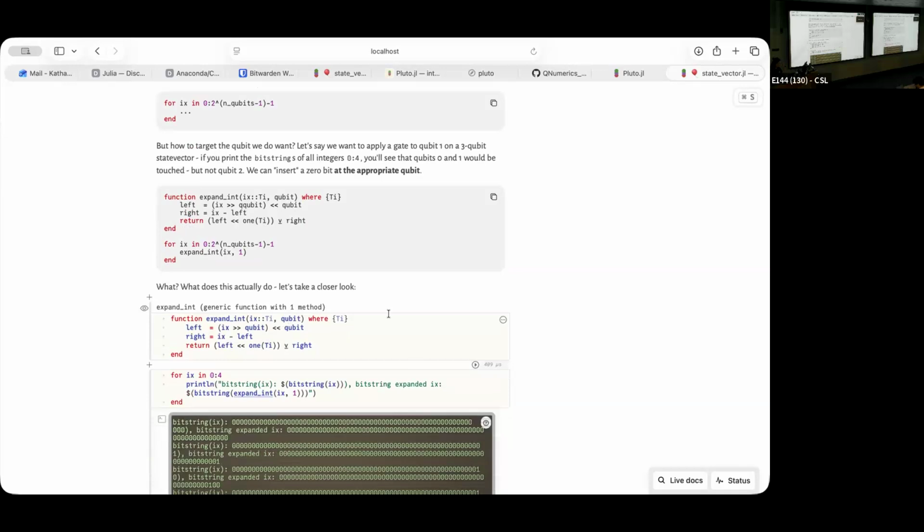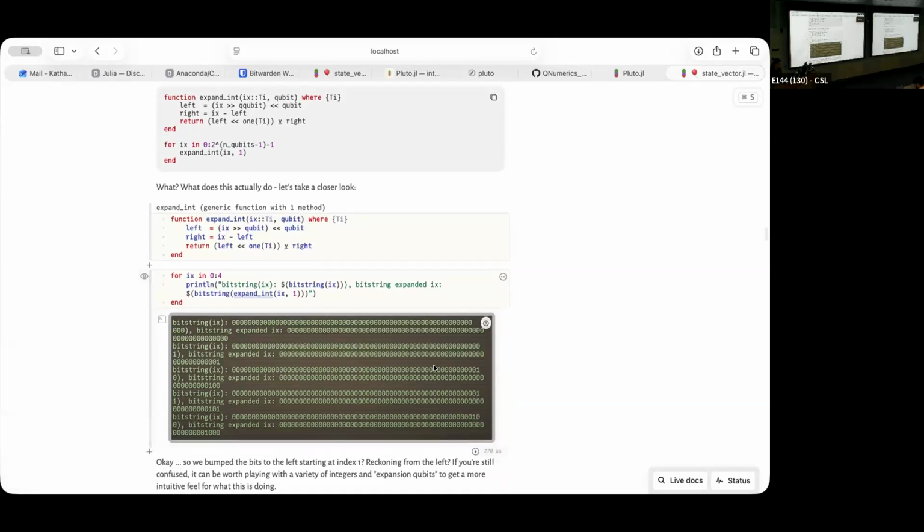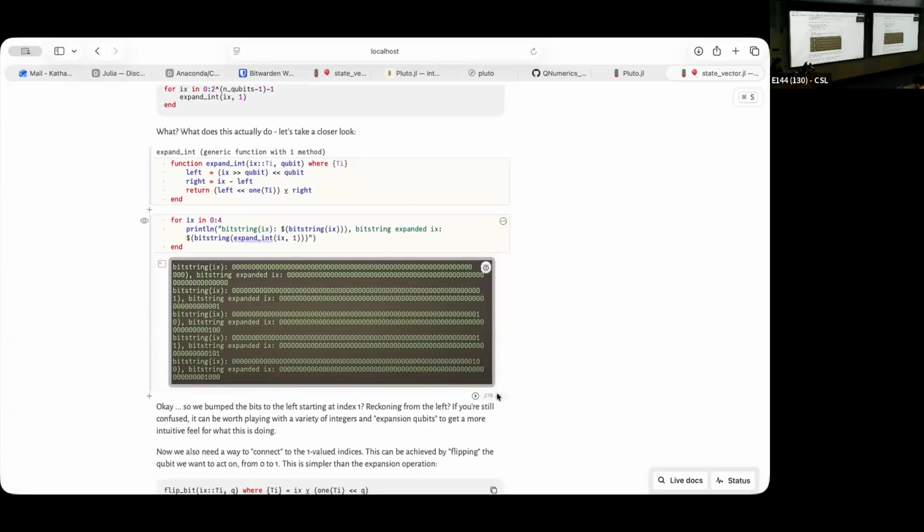So here's my beautiful function, expand int. It takes an index ix and some qubit, and then expands, inserting a 0 at that specific qubit. So how does this actually work in practice? I'm going to slow down right here because this is quite subtle and the most important part of this whole thing, I think. If I want to insert a 0 at qubit 1, if I start with all zeros, nothing has changed. And then if I have the ones, annoyingly this didn't fully fit, it gets wrapped around a little bit, which is really frustrating.